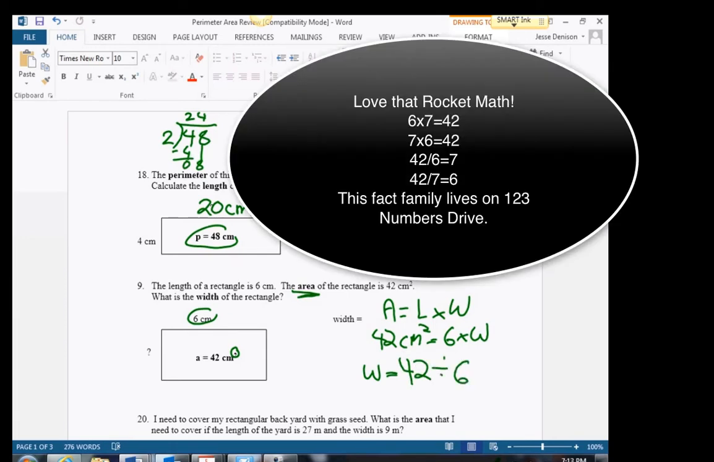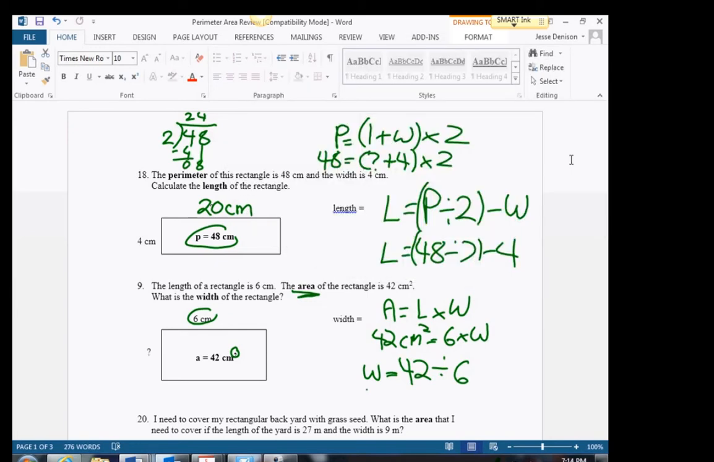Now, this is a fact family. And I know in my multiplication that 6 times 7 equals 42 because I've been doing my rocket math diligently, or I've passed my rocket math. And therefore, 6 goes into 42 7 times. The width equals 7. So even though this isn't represented to scale, that side would be 7 centimeters. Okay? And that would be enough to get full marks on that question.